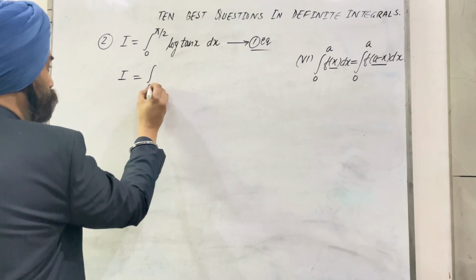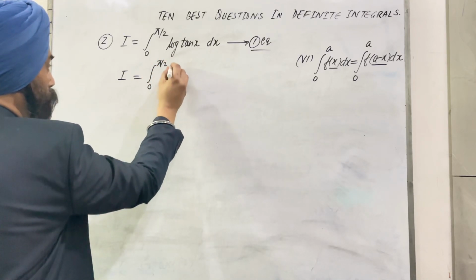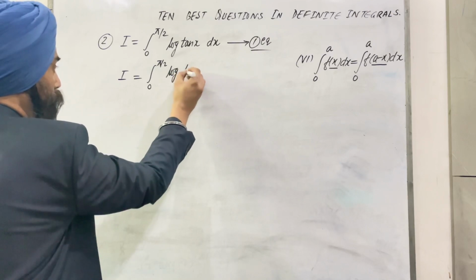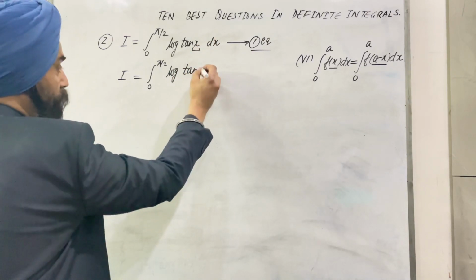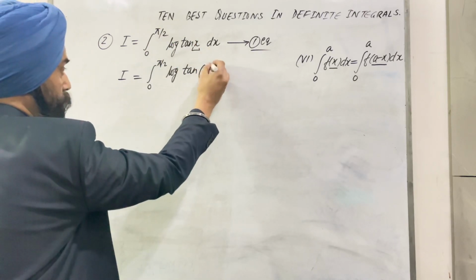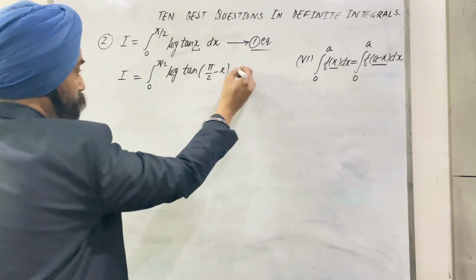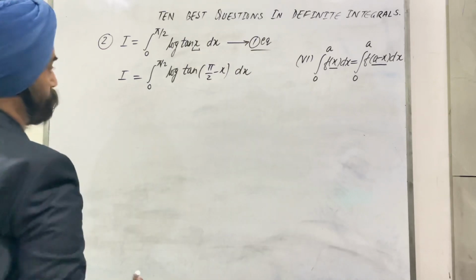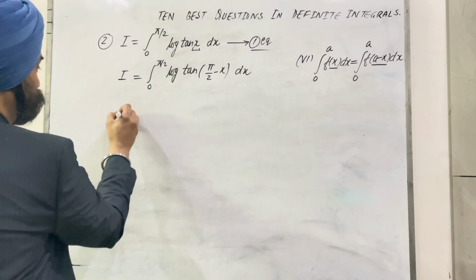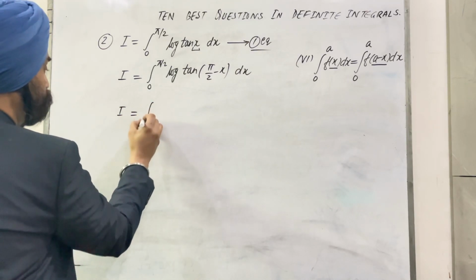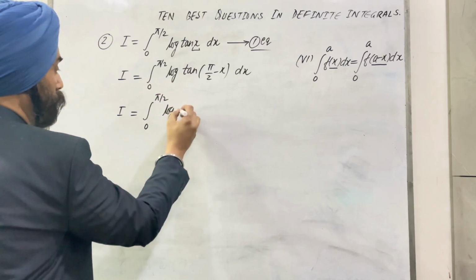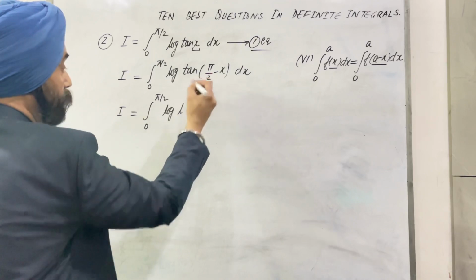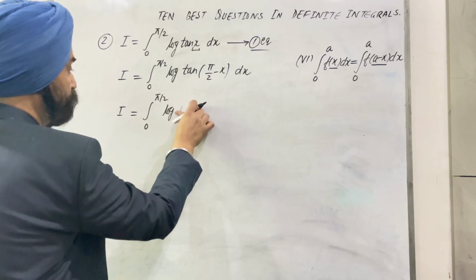So here we go. We have the integral from 0 to pi upon 2 of log tan. Only place to be changed here: in place of x, you write upper limit minus x, dx. So let us simplify it further. We have the integral from 0 to pi upon 2 of log tan of (90 minus x).